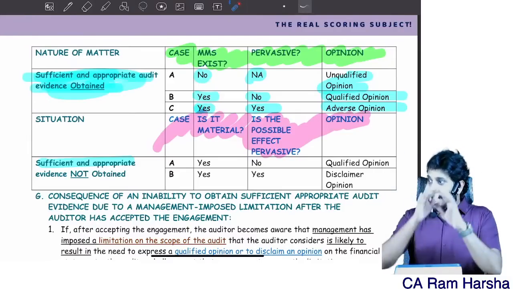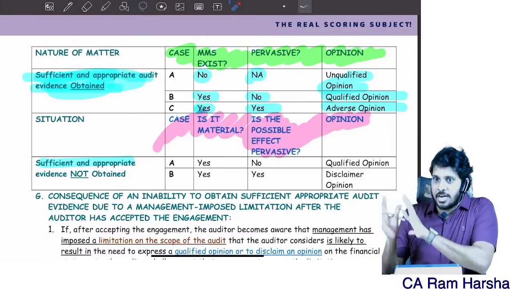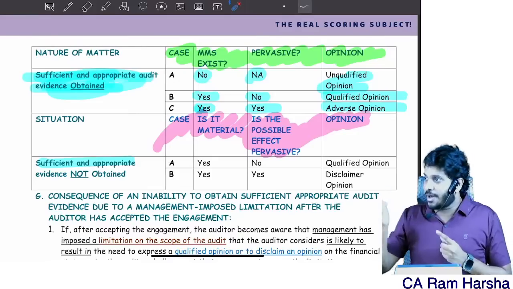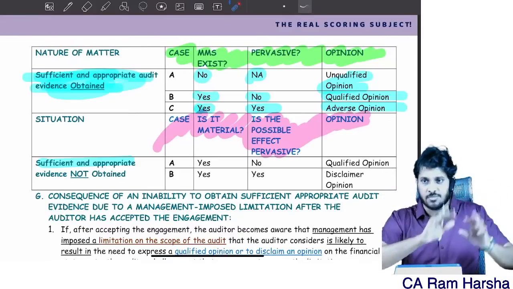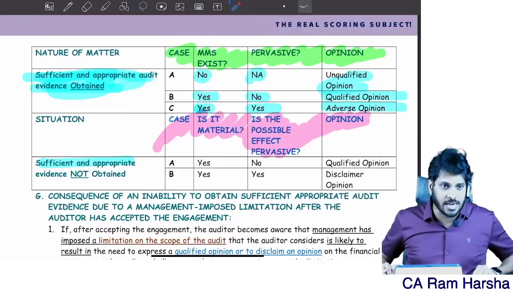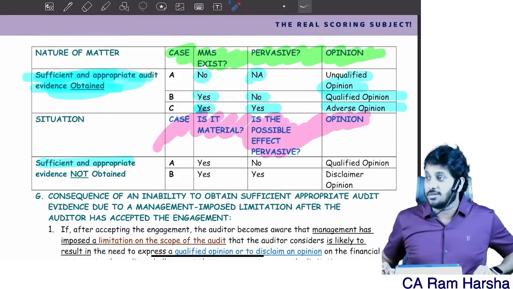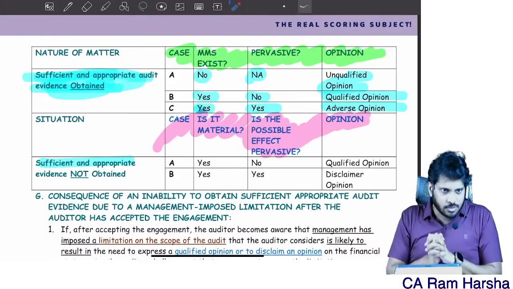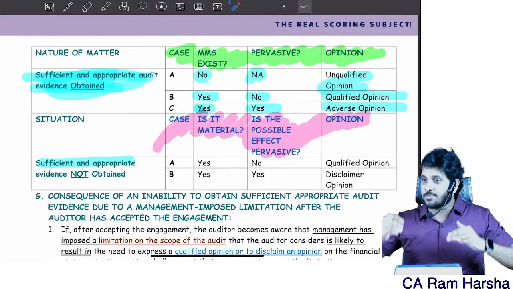As a whole, check. Major item you are not getting evidence. Pervasively you are not getting evidence. Forget about this mistake. Give disclaimer of opinion. Which opinion? Disclaimer of opinion. Getting it? Total effect we should see. Understood? That's it. These are the various types of opinions.